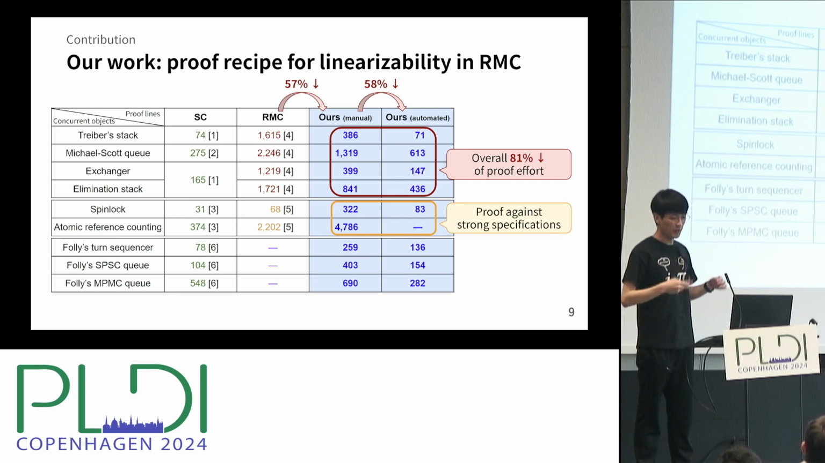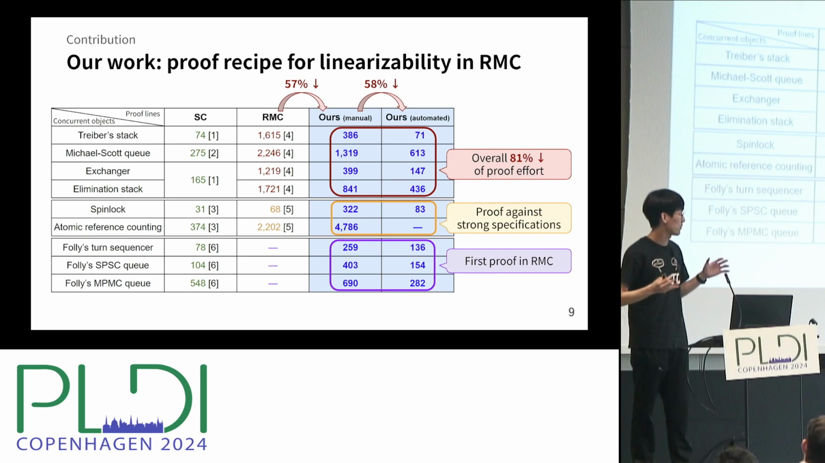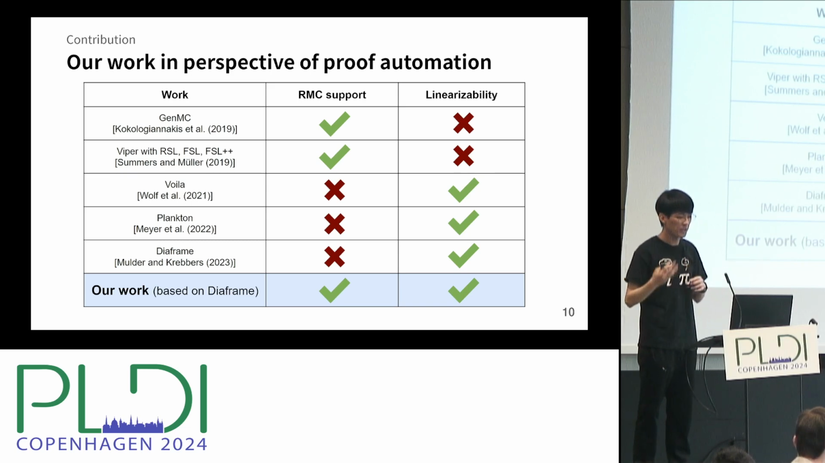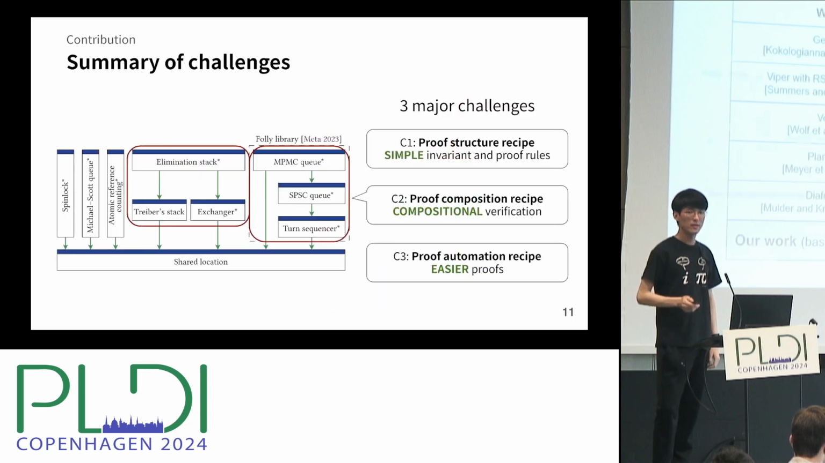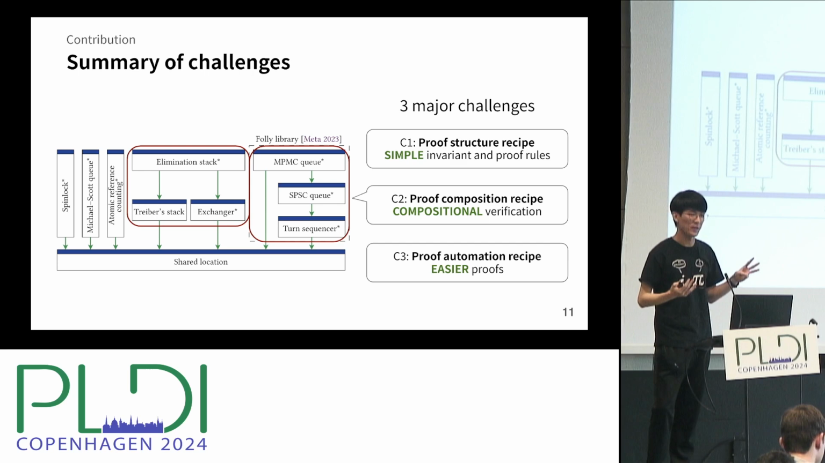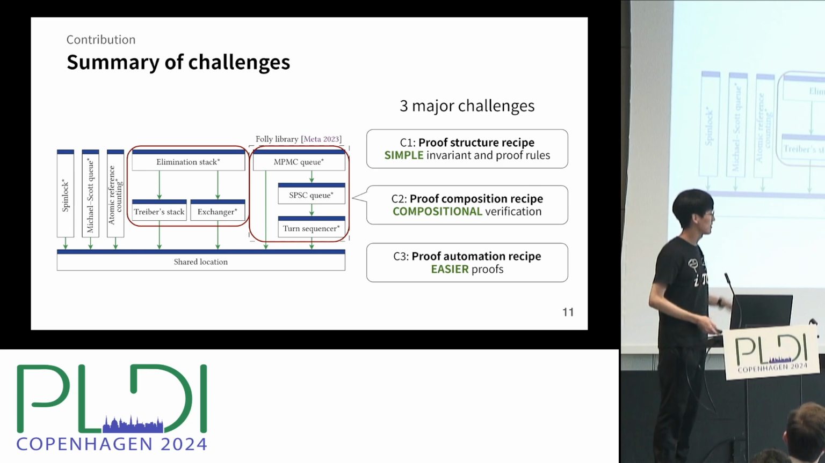Consequently, we were able to verify more data structures against the strong specifications. And we were able to verify Meta's Folly library for the first time in weak memory consistency. If you consider our work from the perspective of proof automation, then it turned out that it is our first work on the proof automation of linearizability that supports weak memory consistency. So to achieve our goals, there were 3 major challenges in proof structure, compositional verification, and proof automation. And due to the time limit, we are going to focus only on the first 2 challenges.